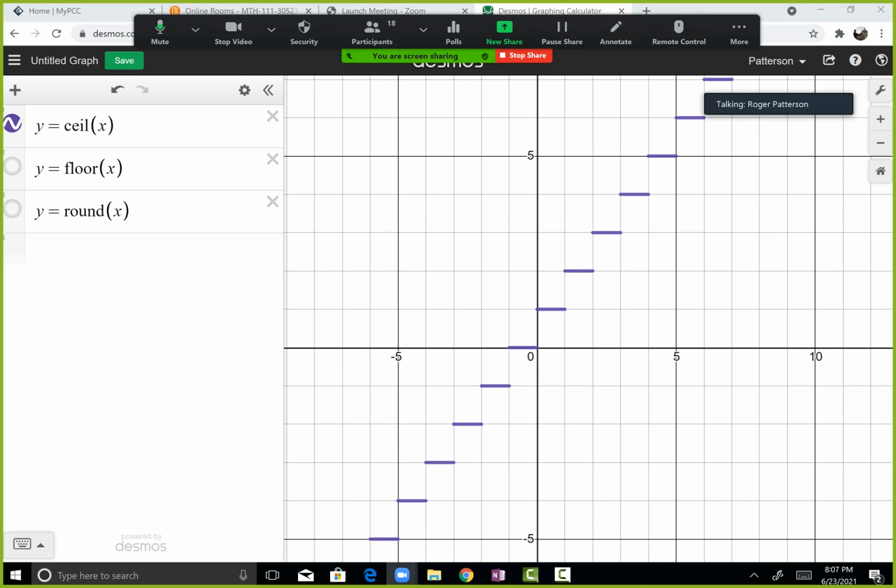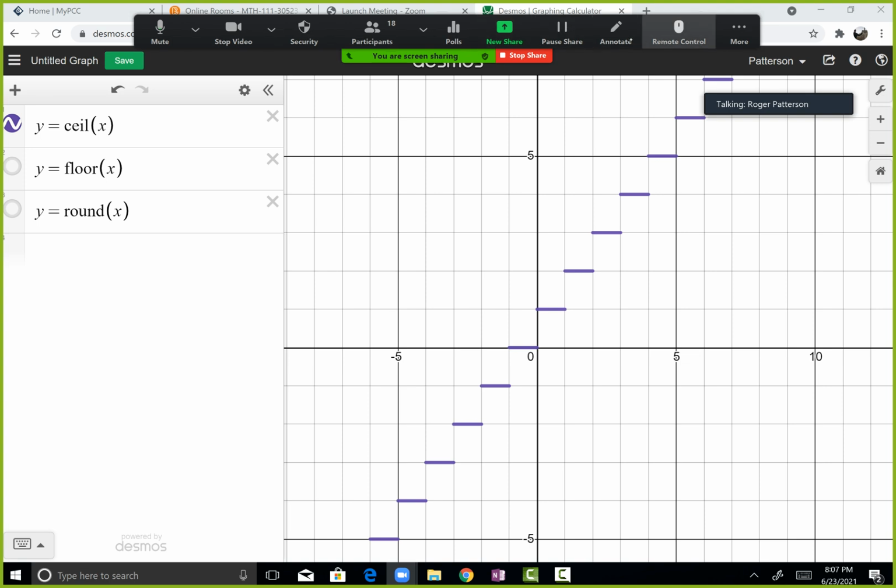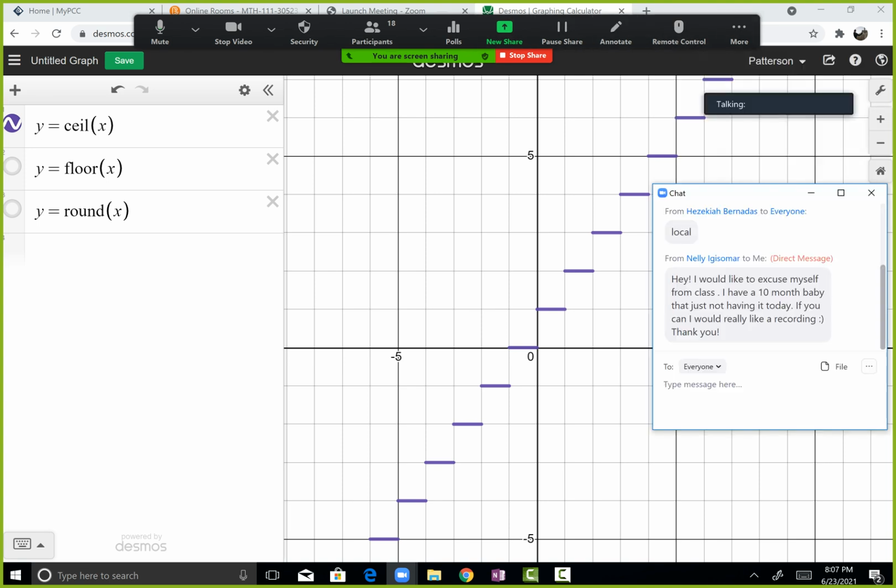Okay, so let's take a look at these. If I have my screen sharing, I really should turn it off unless we're doing something, because I want you guys to be able to look at your screens. But here's ceil. I'm not very good about getting the chat up here. There it is. Tell me some things about this ceil function. What's this doing?